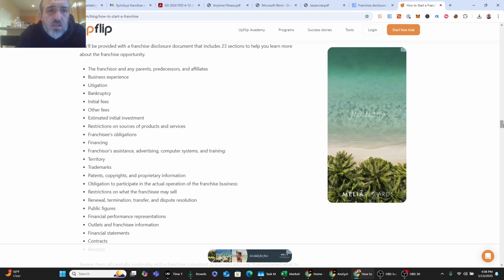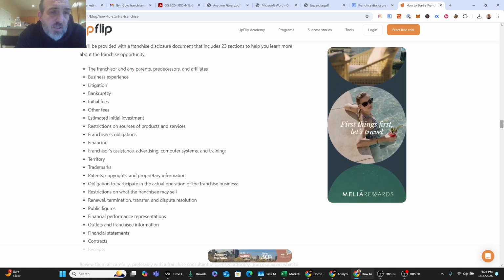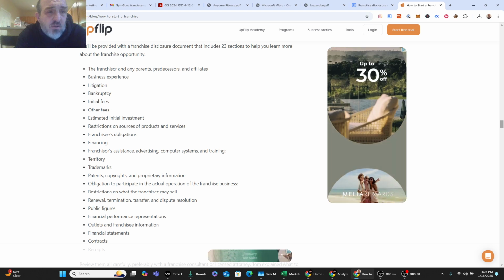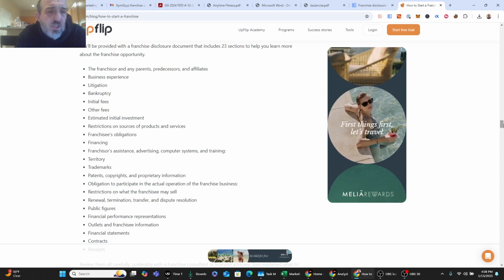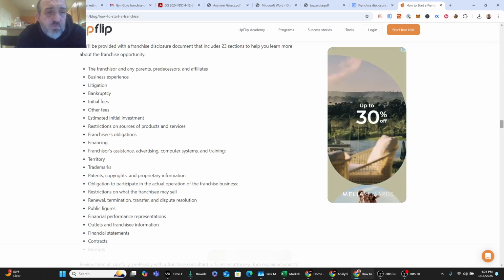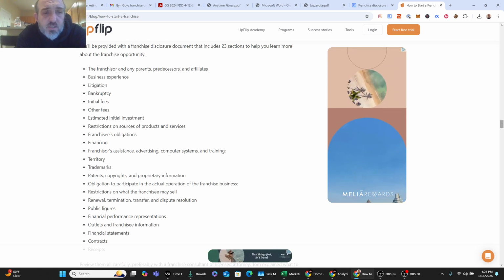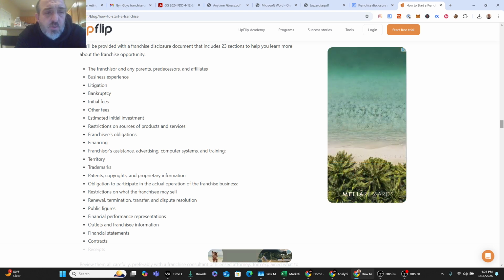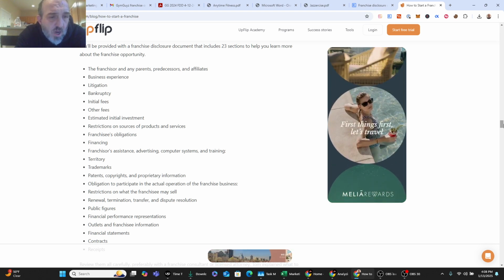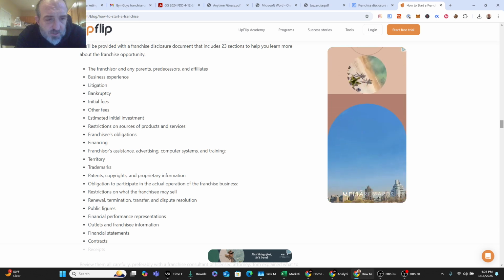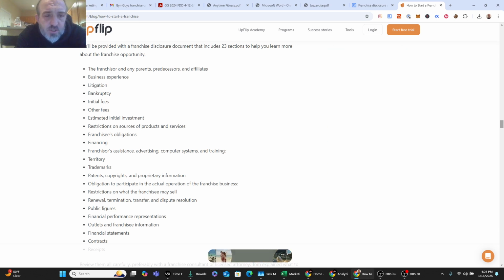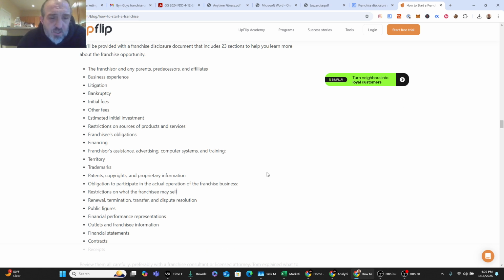In the sections, it has a franchisor, its parents, predecessors, and affiliates, a business experience section, litigation, bankruptcy, initial fees, other fees, estimated initial investment, restrictions on sources or products and services, franchisees' obligations, financing, franchisor assistance, advertising, computer systems and training, territory, trademarks, other intellectual property, obligations to participate in the business, restrictions on what franchisee may sell, renewal, termination, transfer, and dispute resolution, public figures, financial performance representations, outlets and franchisee information, financial statements, contracts, and receipts.